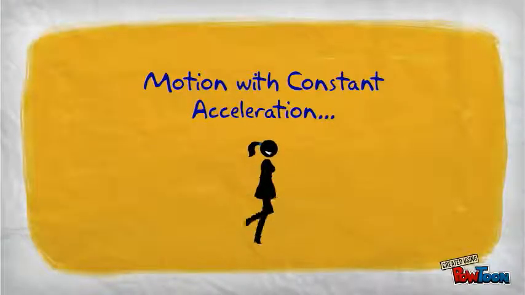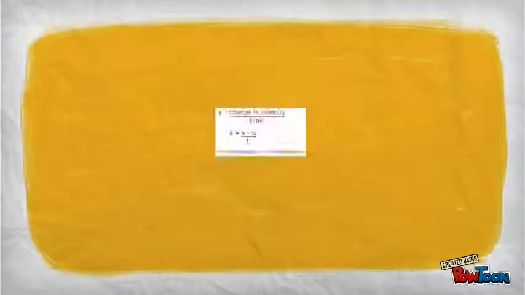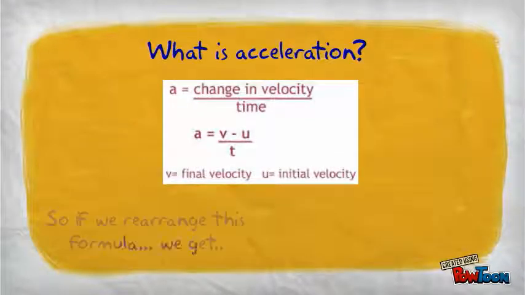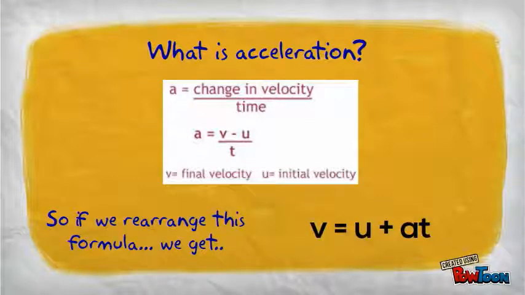We're now looking at motion with constant acceleration. Acceleration is a change in velocity divided by time. So if we start off with an initial velocity of u and end up with a final velocity of v, and subtract one from the other and divide it by the time, we get the acceleration, and we can rearrange that formula in the white box to give us the formula shown in black.